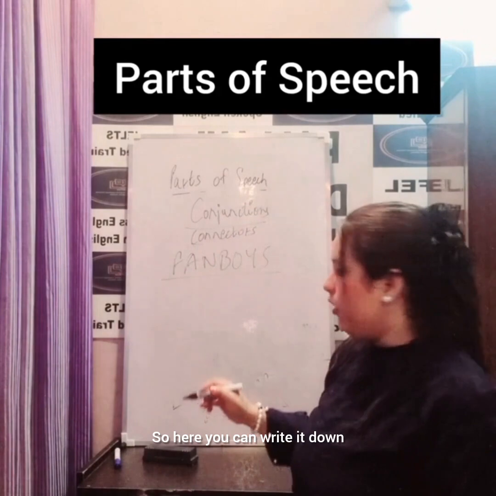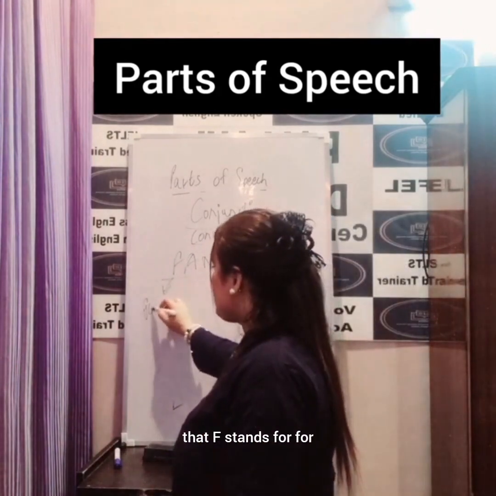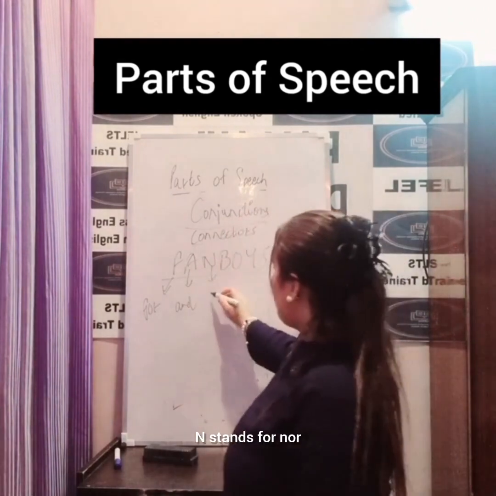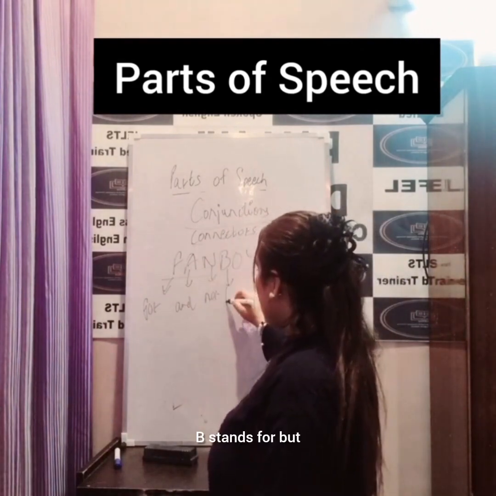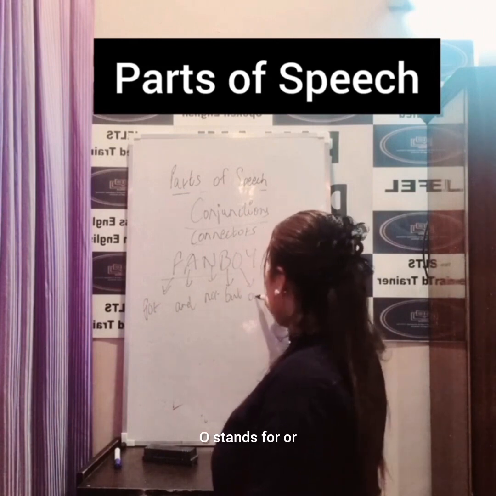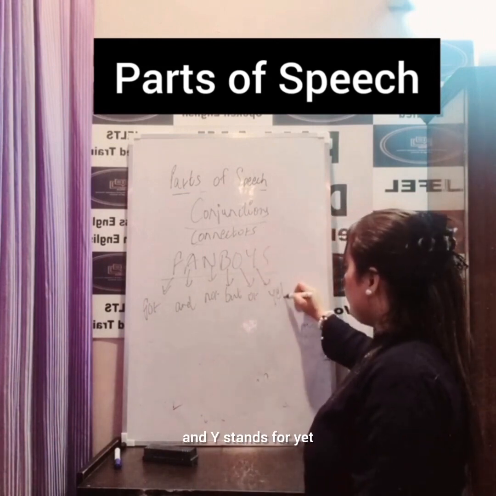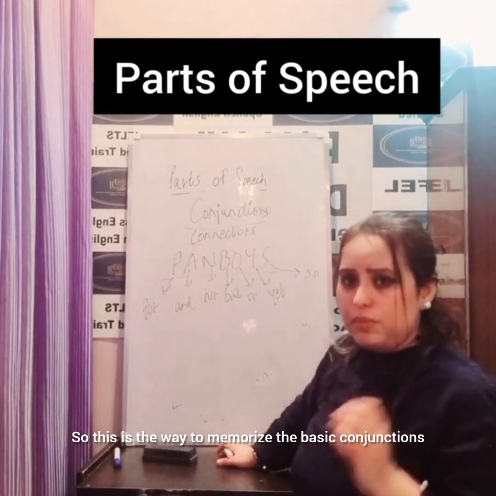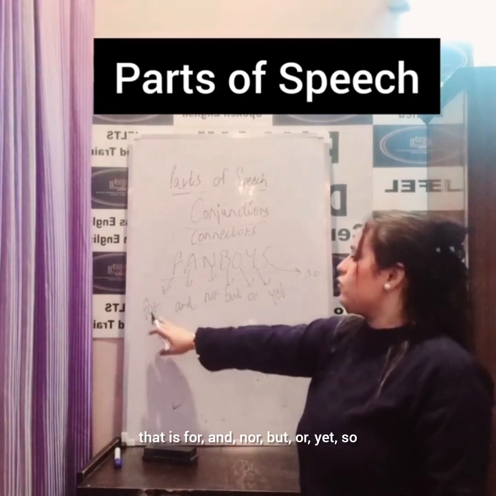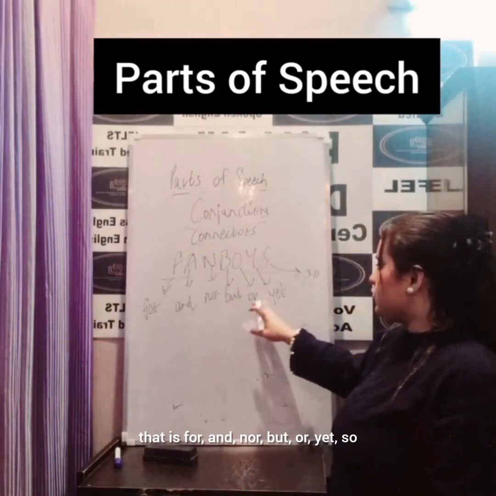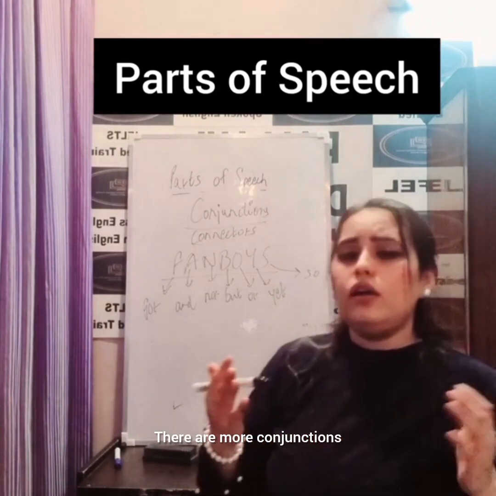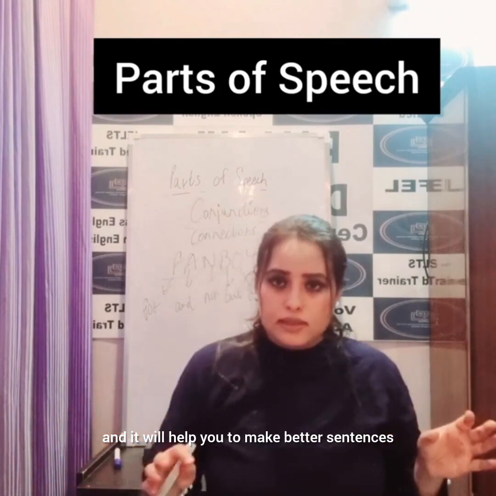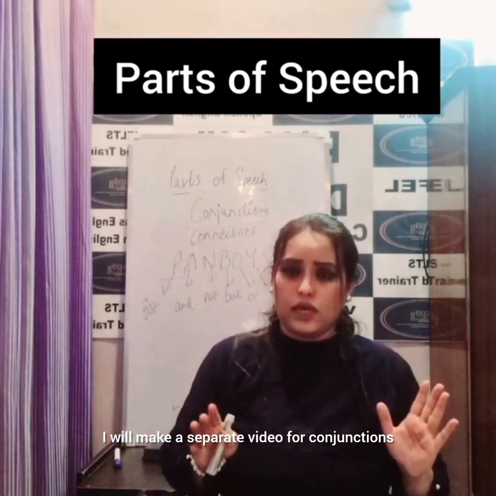Fanboys. So here you can write it down that F stands for, A stands for and, N stands for nor, B stands for but, O stands for or, Y stands for yet, and S stands for so. So this is the way to memorize the basic conjunctions. That is for, and, nor, but, or, yet, so. There are more conjunctions which are more in detail and it will help you to make better sentences. I will make a separate video for conjunctions.